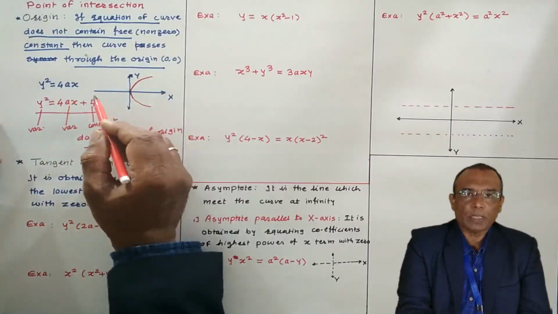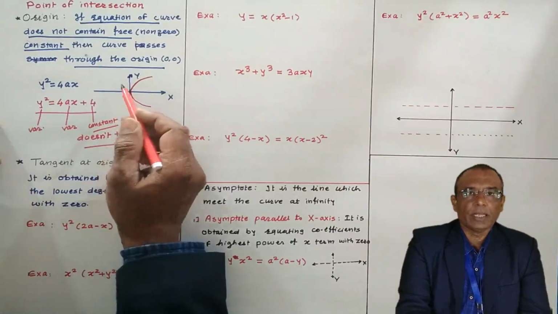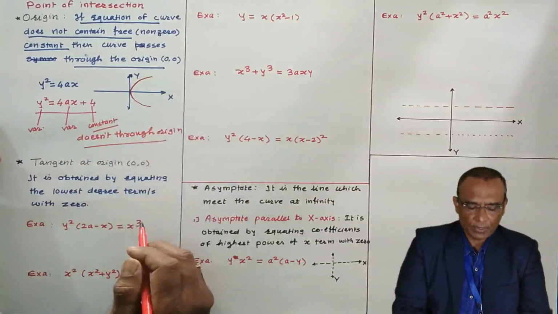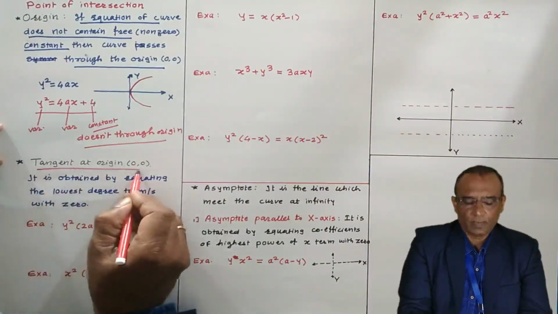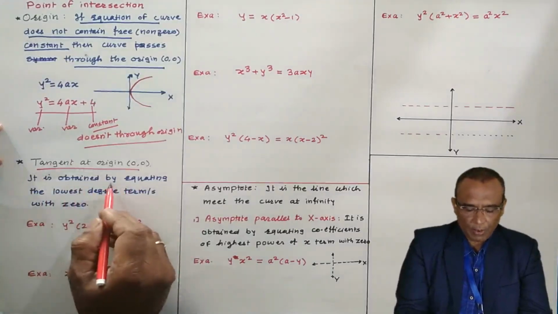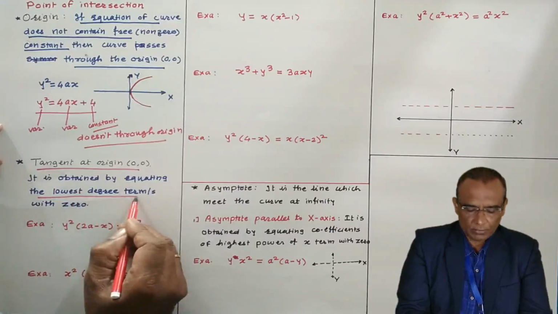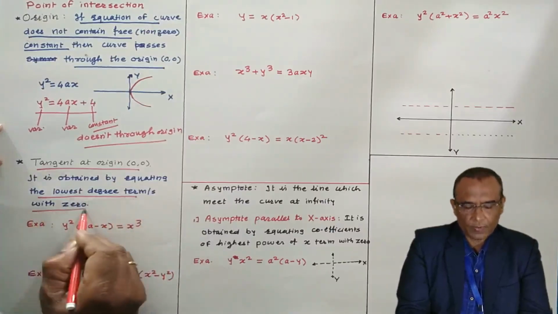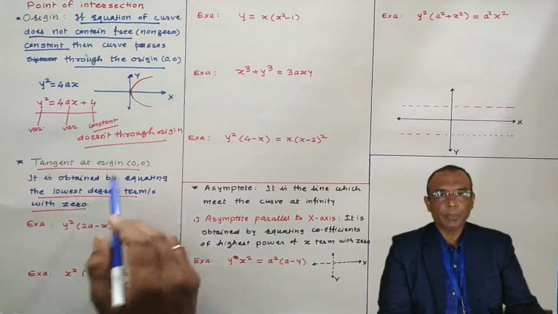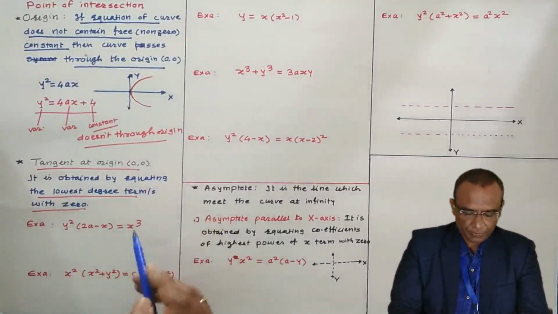And if the curve passes through the origin or the curve touches the origin, then the equation of the tangent at the origin to the curve you can find out. So how to find out? The tangent at the origin is obtained by equating the lowest degree term, or there may be more than one term, lowest degree terms with 0. So some examples I have given. In examination, one problem may be asked on this. Equation of tangent to the curve at the origin.